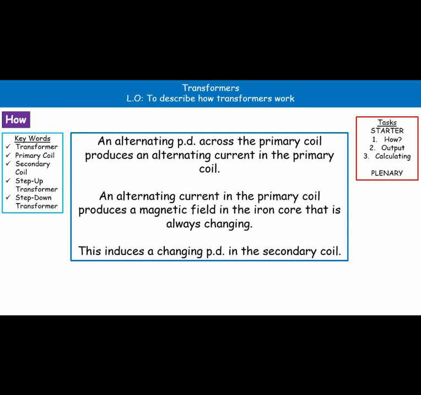Now that means that if we're trying to create a transformer, it needs this alternating current. So if we had direct current, it won't work. So just look out for that as one of those potential questions they could put on there as to why a transformer doesn't work. If they've said it's connected into the DC terminals, it's not going to work. It needs the alternating current, AC.